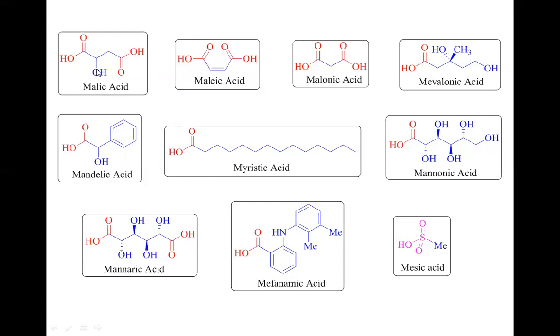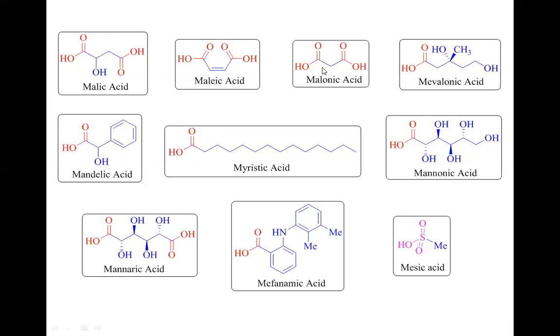It is basically a 4-carbon containing dicarboxylic acid with a hydroxy attached to 1 carbon. So this is malic acid. And if we simply dehydrate this malic acid, we will have the maleic acid. But make sure the geometry is cis, not trans, because if it is trans, it is fumaric acid.